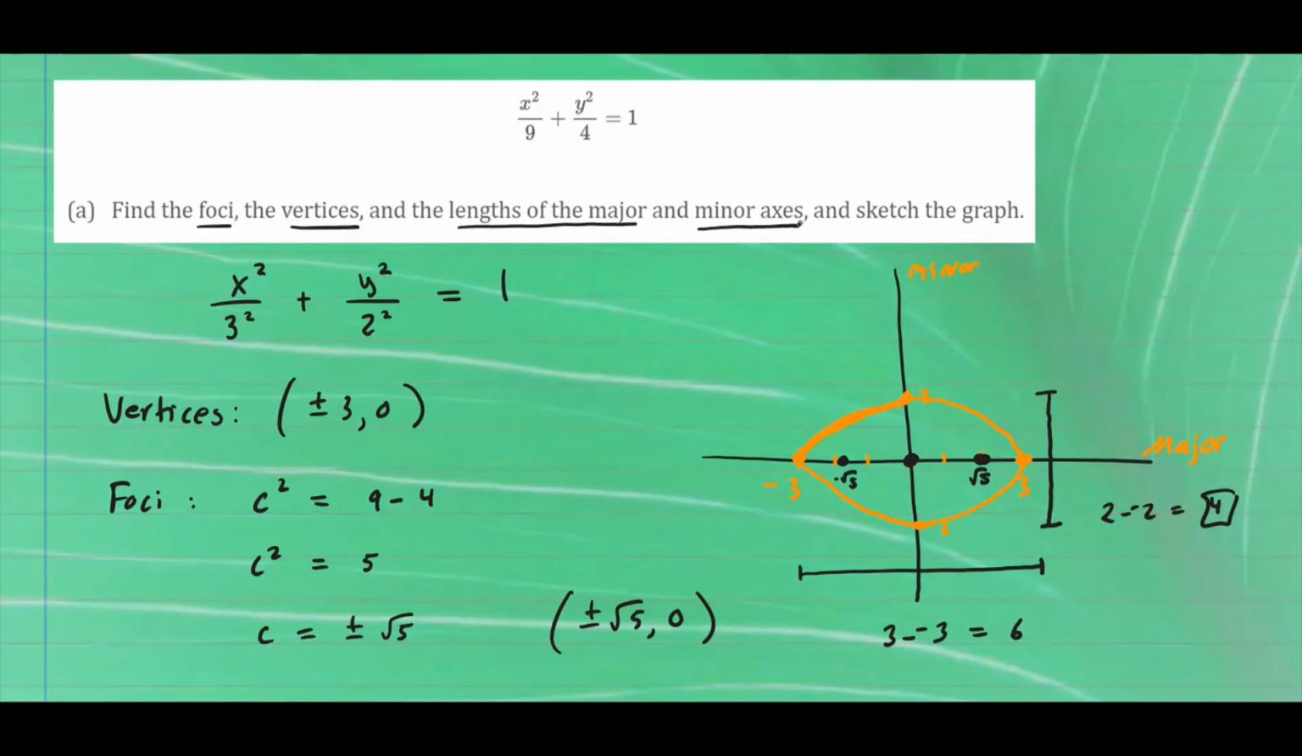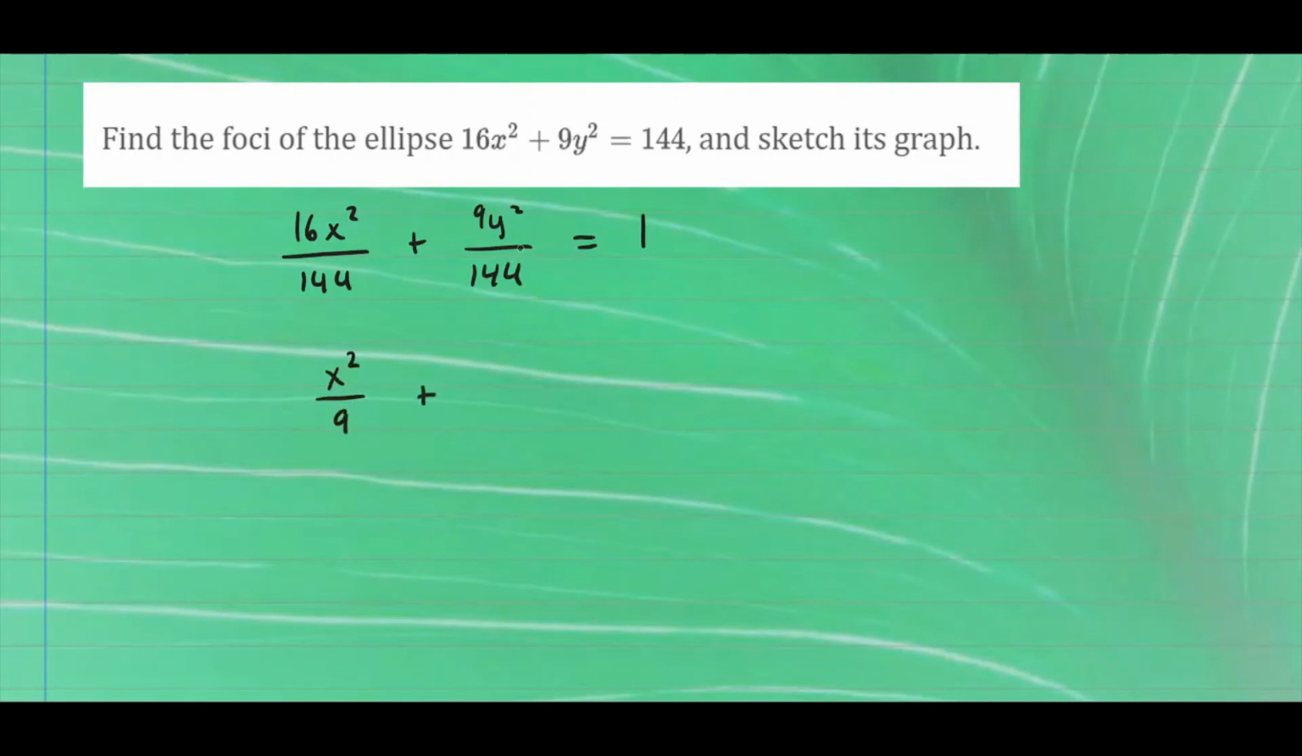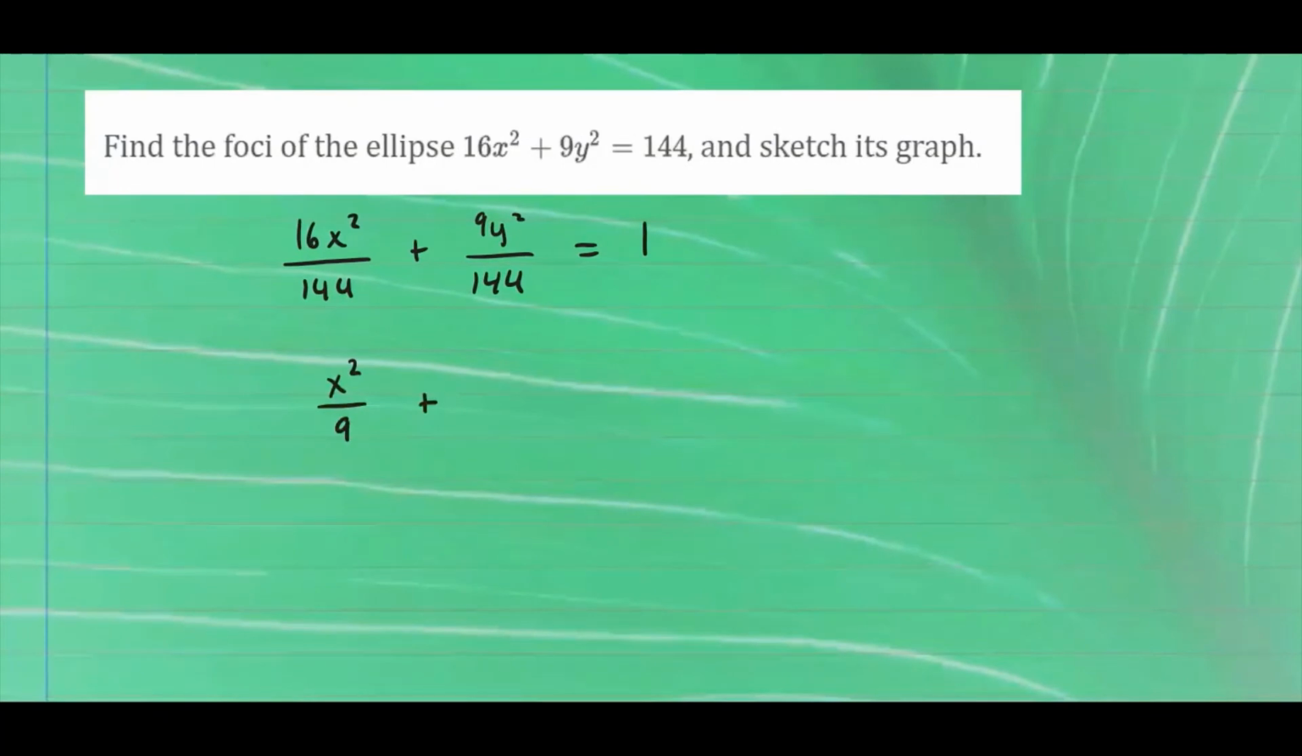All right, now let's go ahead and take a look at one more example. So for this particular example, we actually have to write it in standard form. So that way one side is equal to 1. So we're going to go ahead and divide both sides by 144. So we have 16x squared over 144 plus 9y squared over 144 is equal to 1. And now we simplify these numbers. So 16 over 144, well, that will give us 9 on the denominator plus, and then y. So 9 over 144, well, that will simplify to 16 on the denominator. So this is y squared over 16 equals 1.